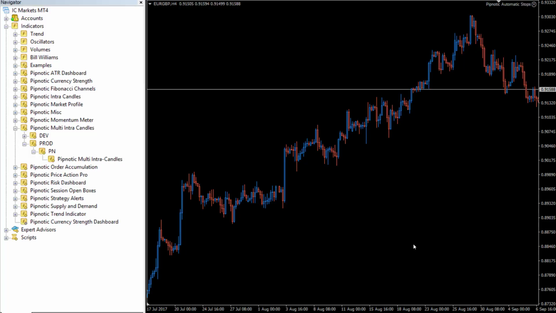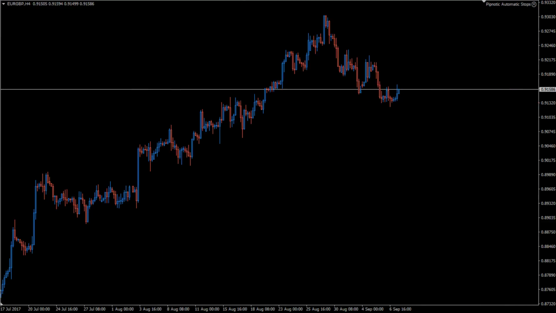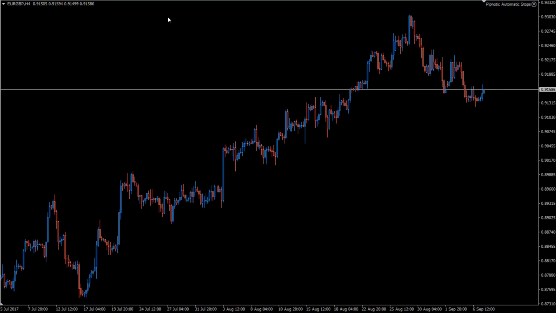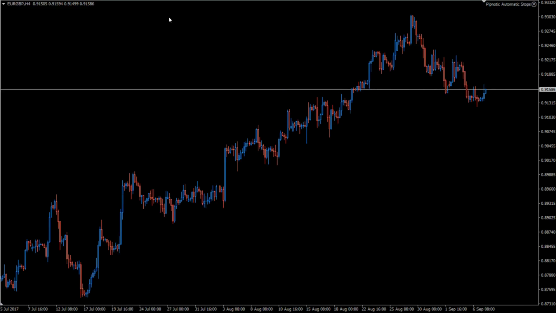In this tutorial I am going to go through the configuration of the Pipnotic Intra-Candles indicator. My motivation for writing this was I wanted to be able to see what was going on the current time frame as well as the greater time frame.